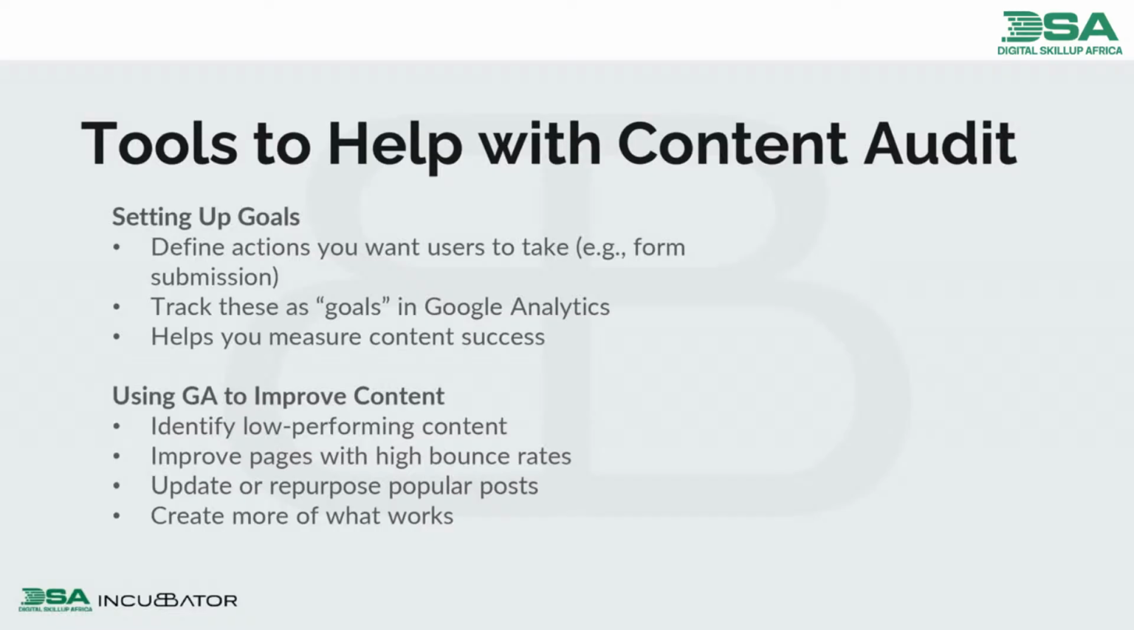But then, how you can use it to improve your content, the interpretation is to identify low performing content. When you identify low performing content, you would know that maybe we should not be posting more of this kind of content. The next thing is identify top performing content and repurpose it. Repurpose them, not like copying them. No, repurpose them, like write content related to more of that topic. Improve pages with high bounce rates. Another thing is update or repurpose popular posts, like I said. Then create more of what has worked.